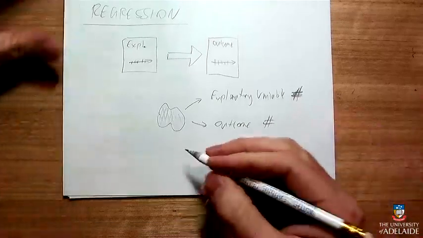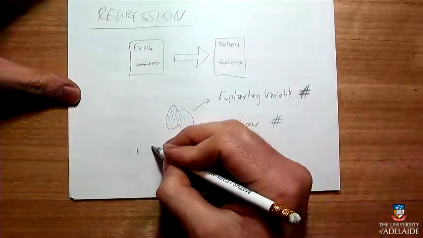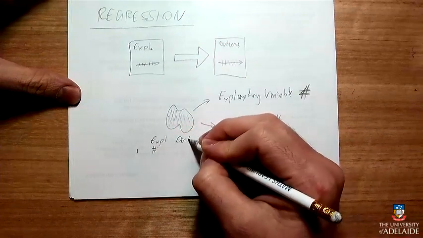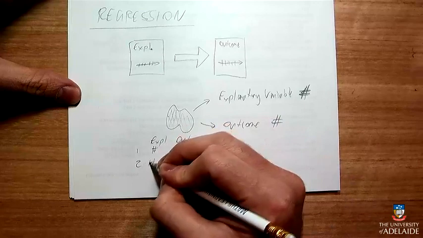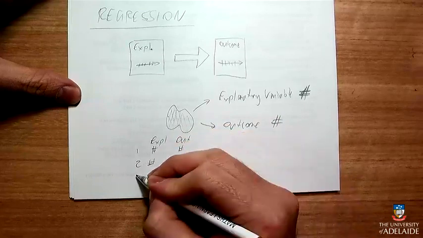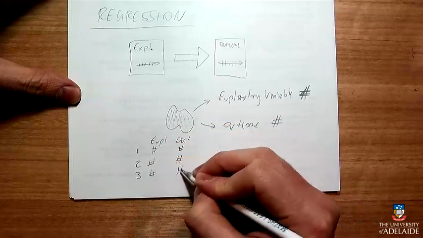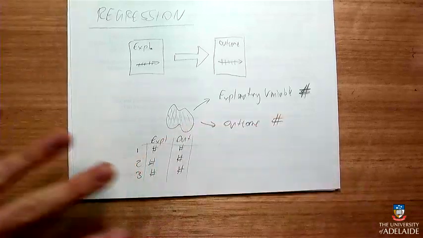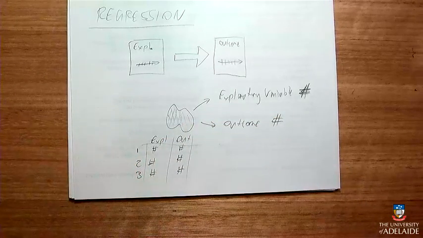So your data will have something like object number 1 has this number for the explanatory variable and this number for the outcome. And object number 2 has this number for the explanatory variable and this number for the outcome. And object number 3 has this number for the explanatory variable and this number for the outcome, and so on. That's what the data would look like if it was in a spreadsheet. All of this thinking helps me to figure out what's happening in any statistical procedure, and for me, regression is about this information.